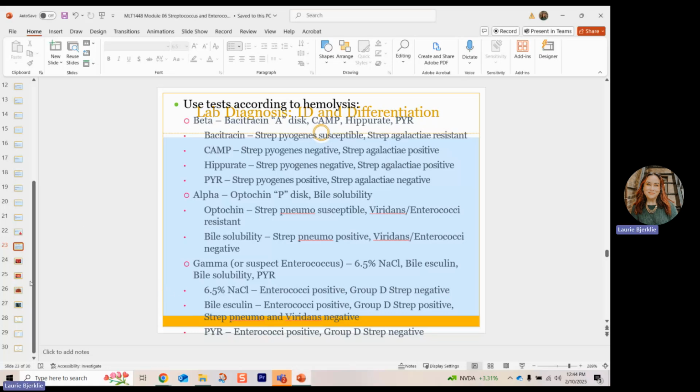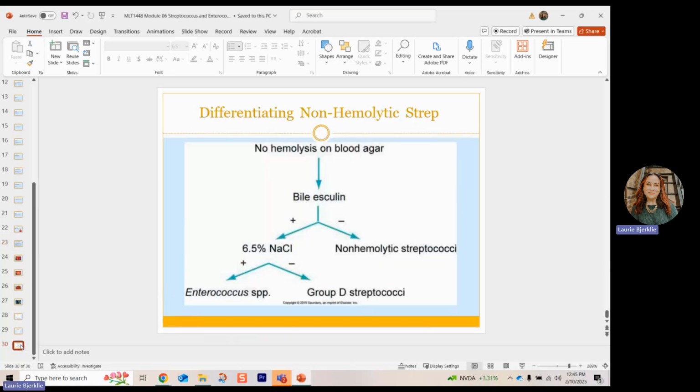Okay, so lots of testing here. And again, this last flow chart is referring to the non-hemolytic. So again, you can do bile esculin, you can go over to 6.5% to separate out. And so we just reviewed that together. Okay, that is your week 6 streps.